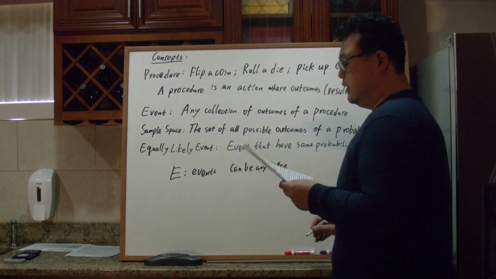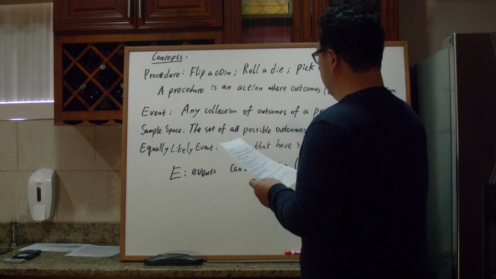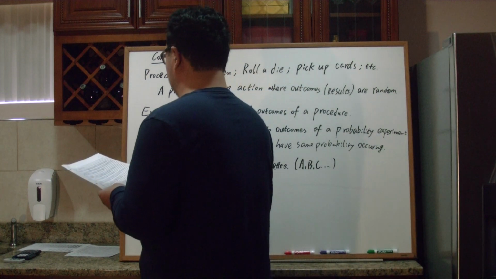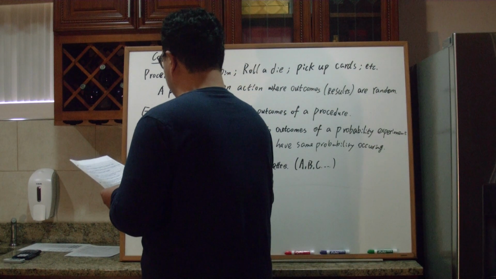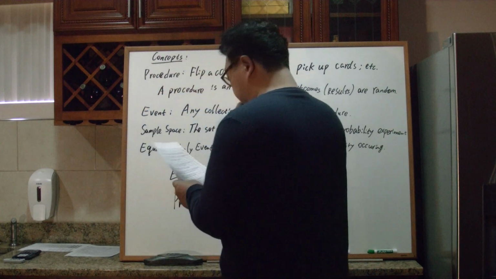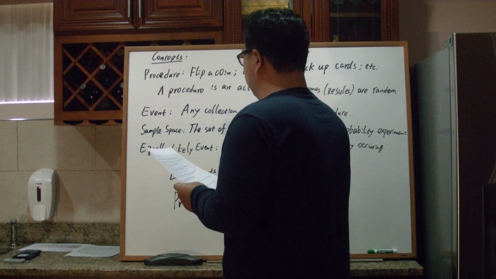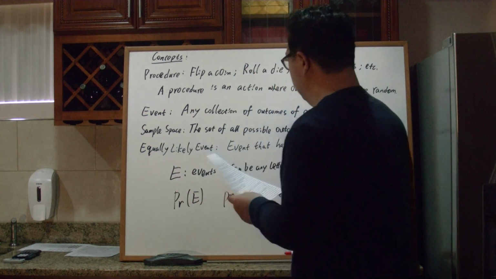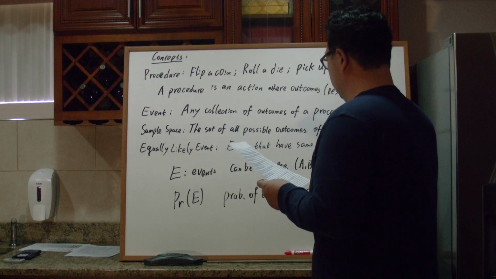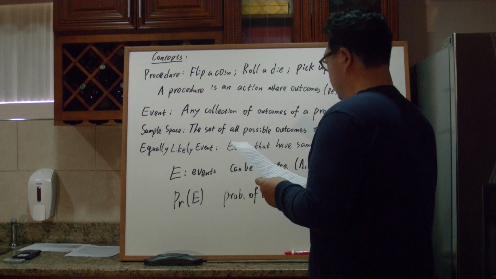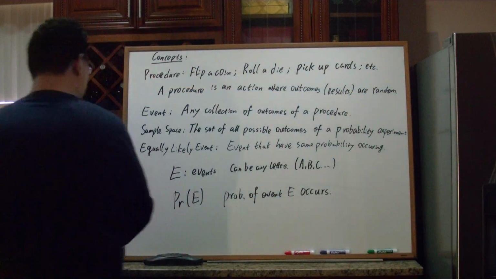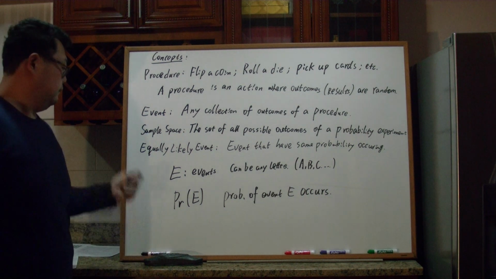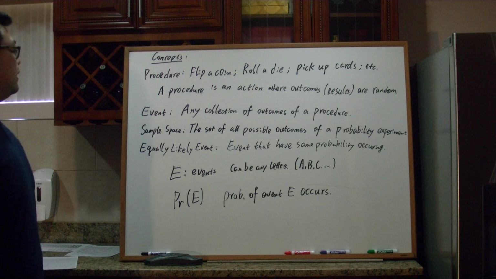Events can have any letters such as A, B, or C, whichever you define or are given. Then the probability of E is the probability that event E occurs. That is the probability of event E occurs. So that's the basic concept.